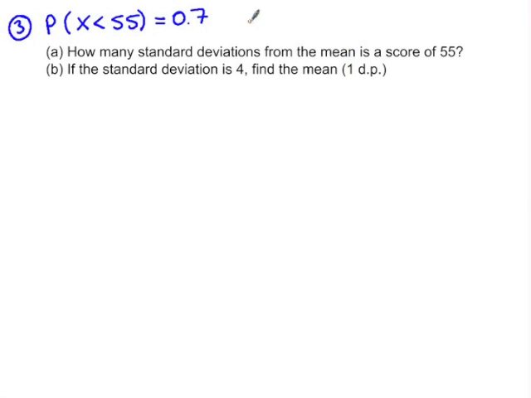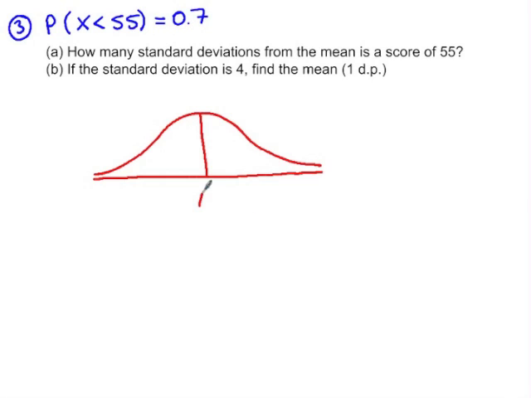In this final example, I'm not told the mean and the standard deviation, but I am told that the probability of a score being less than 55 is 0.7. The probability of a score being less than the mean is 0.5. Therefore, that score is above the mean. How many standard deviations from the mean is this score?